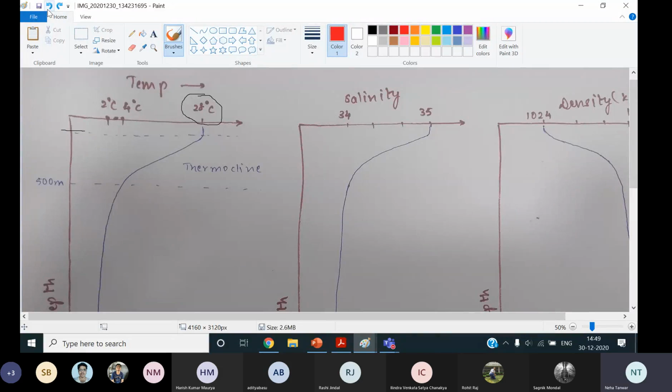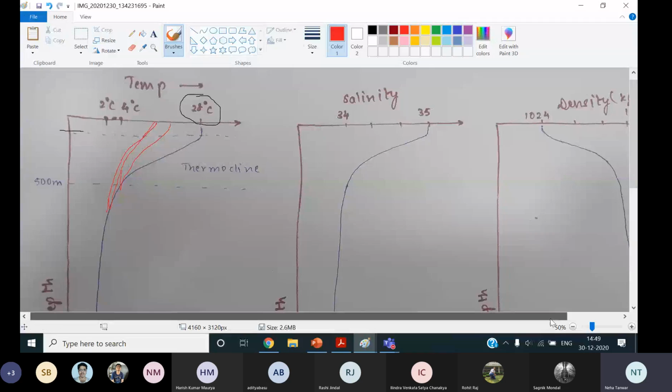Colder. Yes, colder. So why is it so? Because it's a very well mixed system. The deeper water is constantly coming to the surface. So the surface temperature would never reach so high, and the thermocline would be much shallower, even like something like this. Okay, good. Let's move to the next parameter, that is salinity.